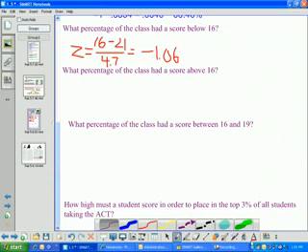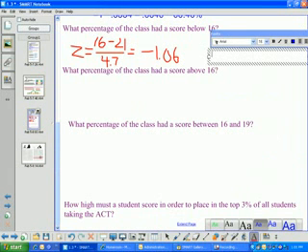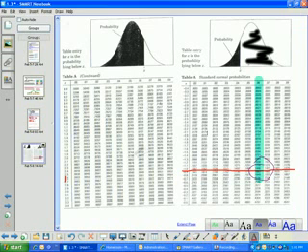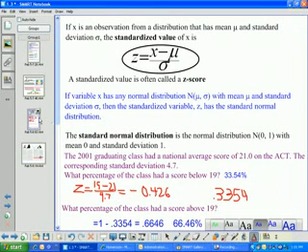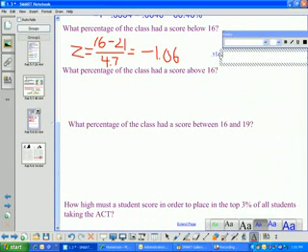So I can remember that. So it's 0.1146. I don't think that's right. Let's look back. 0.1446. Okay. Or 14.46%. There we go.